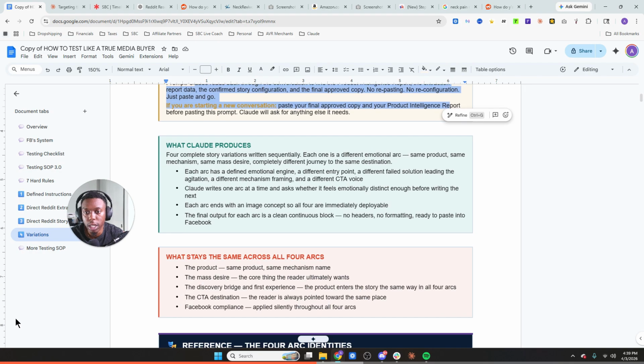No repasting, no reconfiguration. So what Claude produces: 4 complete story variations written sequentially. Each one is a different emotional arc, same product, same mechanism, same mass desire, completely different journey to the same destination. Every arc or angle, guys, same terminology. Each arc has a defined emotional engine, a different entry point, right? So how did they get into this discussion? A different failed solution leading the agitation, a different mechanism framing, and a different call to action voice. Claude writes 1 arc at a time and asks whether it feels emotionally distinct enough before writing the next. Each arc ends with an image concept, so all 4 are immediately deployable. The final output for each arc is clean, continuous.